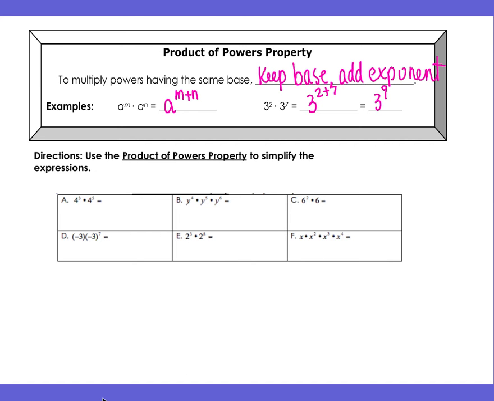So looking at the different examples, we've got 4 to the 3rd times 4 to the 5th, so 3 plus 5 is 8. Feel free to pause this and try them and then come back and check your work.